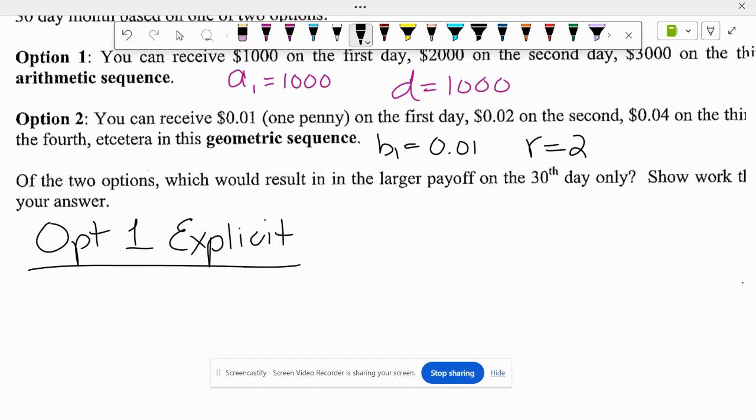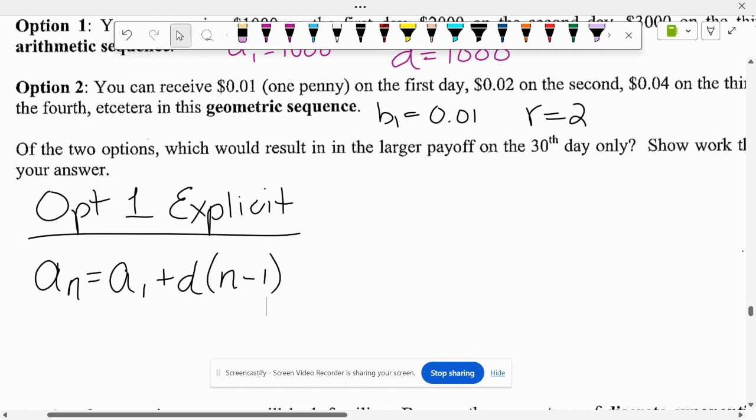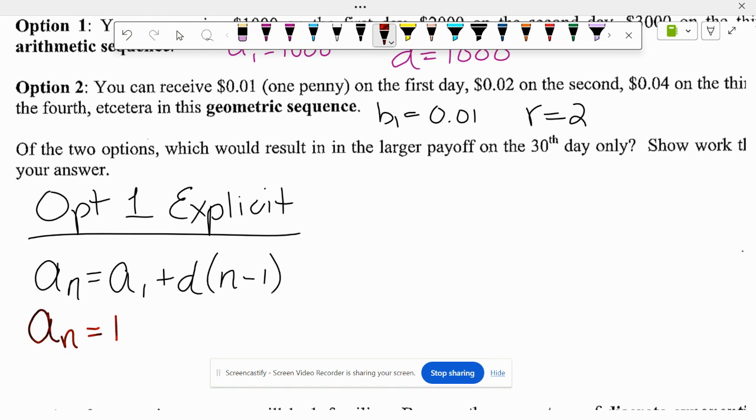Okay. So option 1 is linear. We need to know our first term. So I know A of n, explicit formula equals my first term. I'm going to write it out first of all, plus my common difference times n minus 1. So what am I plugging into this equation? We're writing it for the first example, option 1. What is my first term for option 1? We wrote it. A of 1 is what? 1,000.